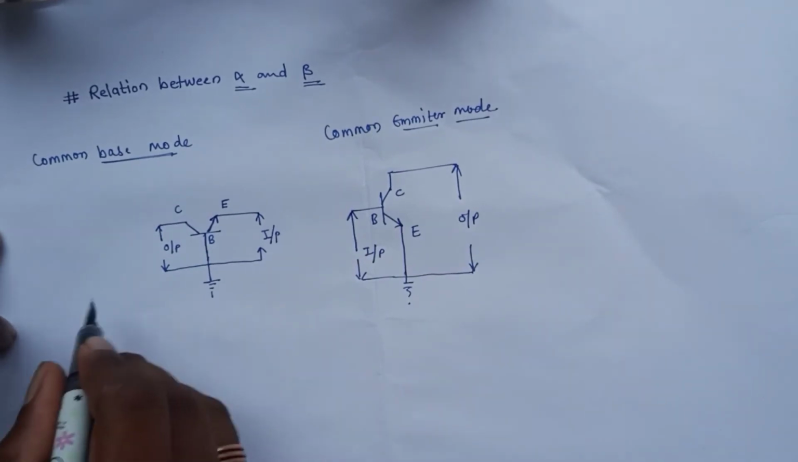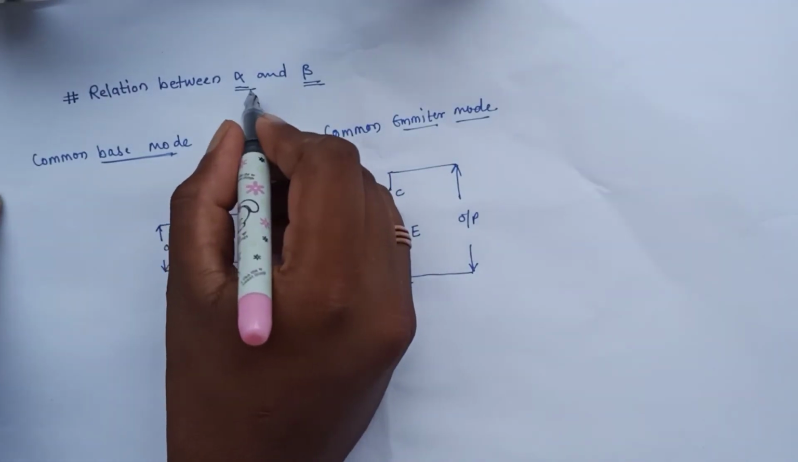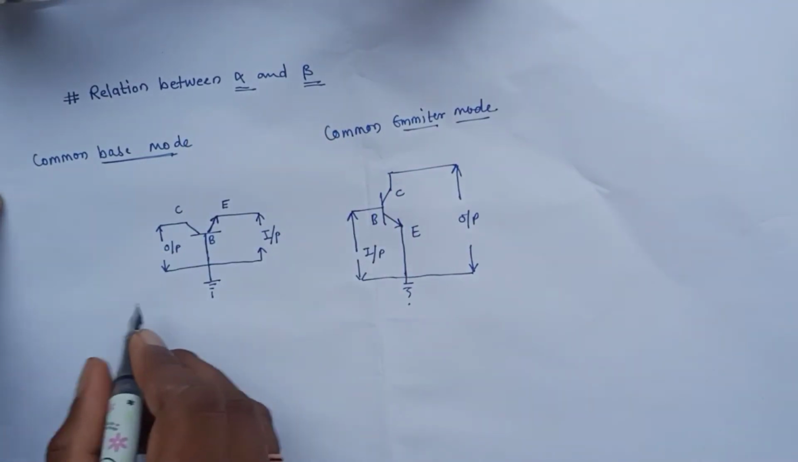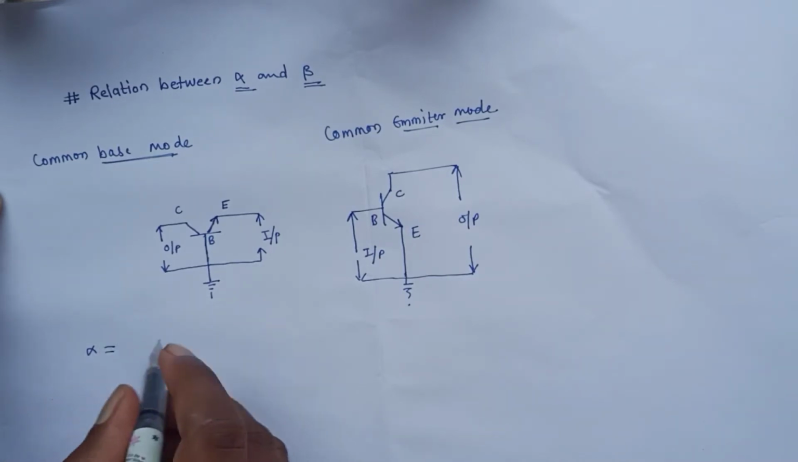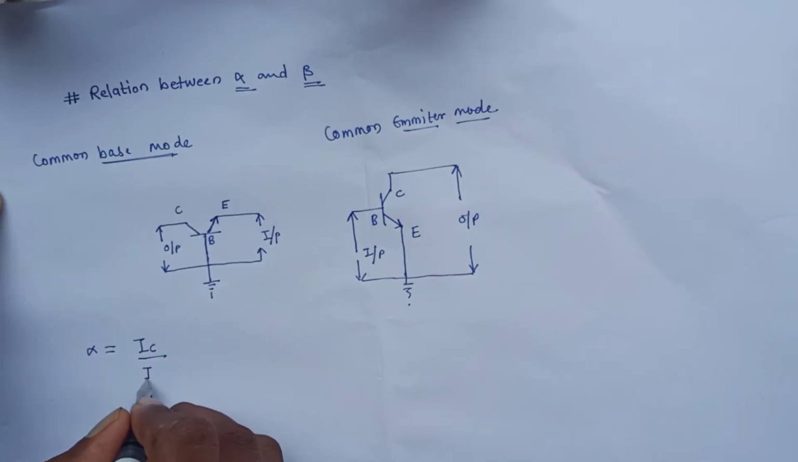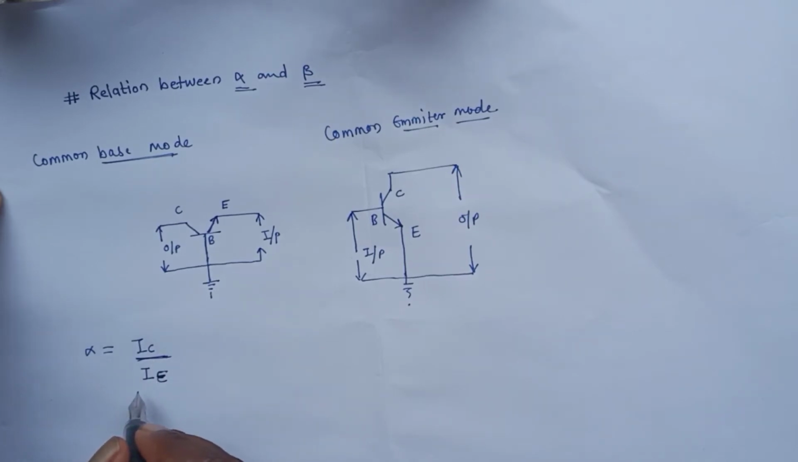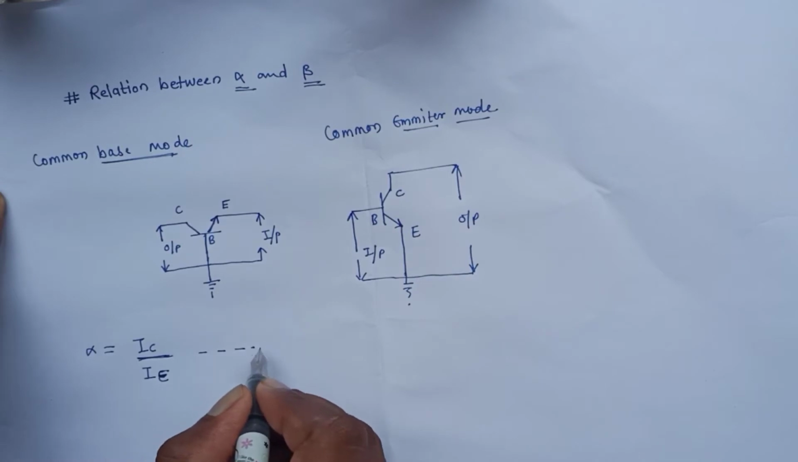So according to the relation between alpha and beta, what is alpha? Alpha is equal to IC upon IE. IC means collector current and IE means emitter current. So this is equation number 1.